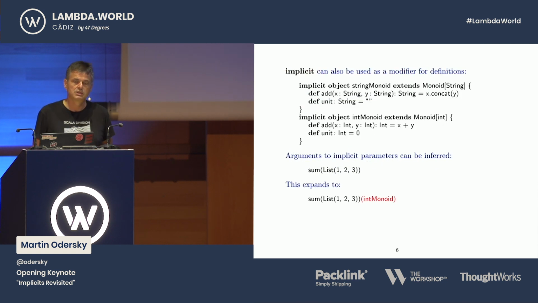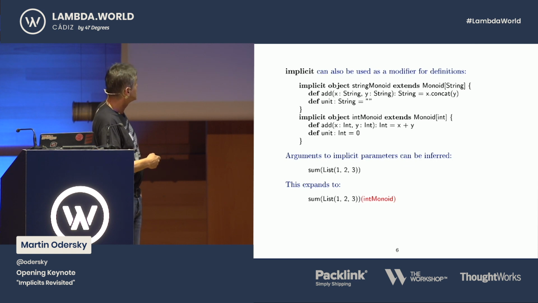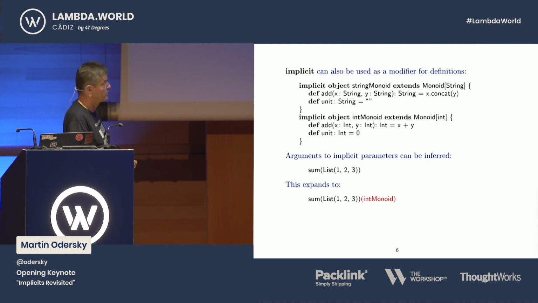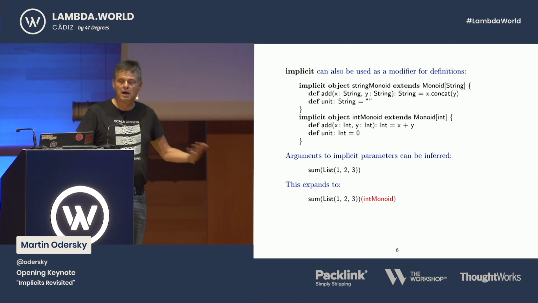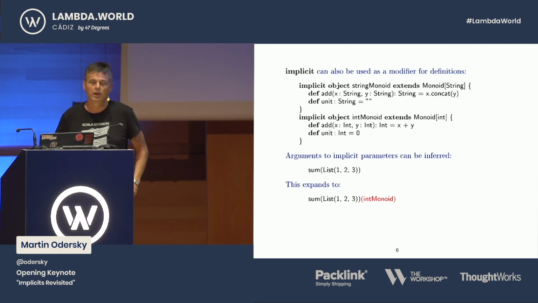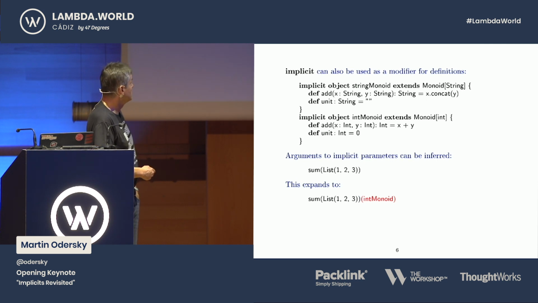Okay. So implicit can then also be used as a modifier for definitions. So I can write implicit objects like string monoid and int monoid. So then I have monoid instances for ints and strings. And you saw that in 2006, we still wrote int with a lowercase. That's another thing that changed. And that means that arguments to implicit parameters can be inferred. So we just write sum list 1, 2, 3, and that's really sum list 1, 2, 3 int monoid. That's the thing that got inferred.